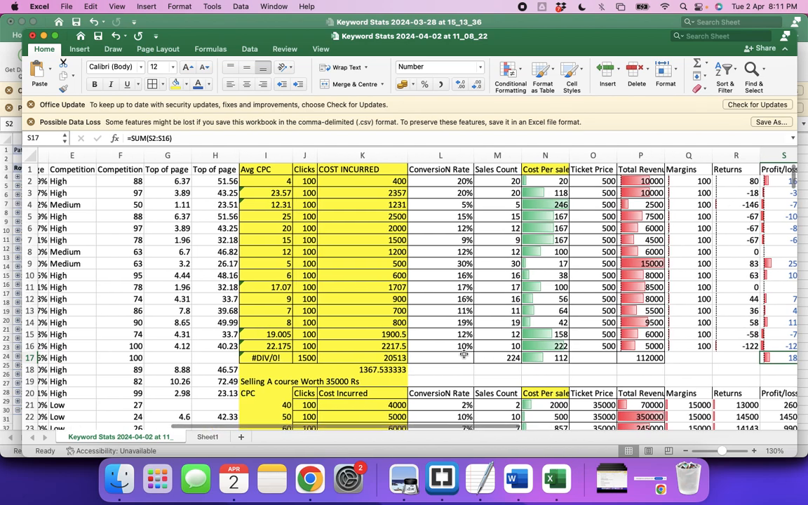Did you all get that? Right? So now the business owner will come and tell you, I will give you this much spend here, cost incurred.